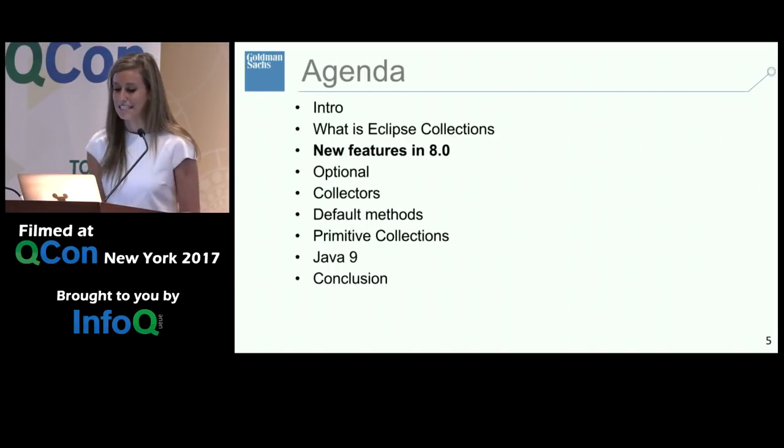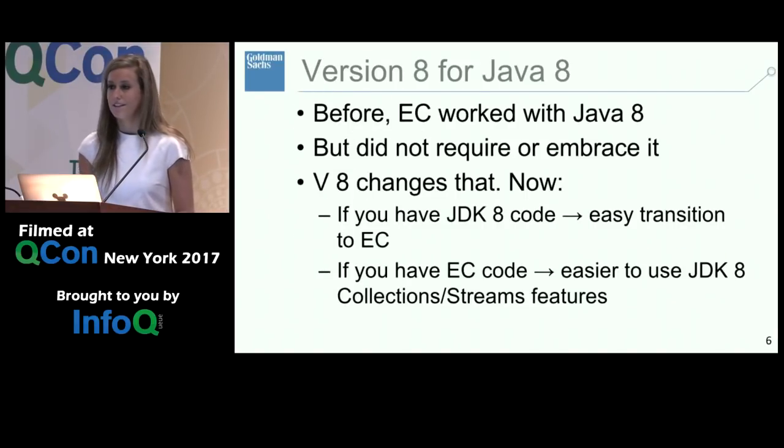So new features in 8.0. So version 8 for Java 8. As I mentioned before, Eclipse Collections worked with Java 8. You could use things like lambdas and method references, no problem. They actually worked really well with our existing API. But that's pretty much all you got. You couldn't use any of the new Java 8 specific features that were not available before. So we didn't require it or embrace it, really.